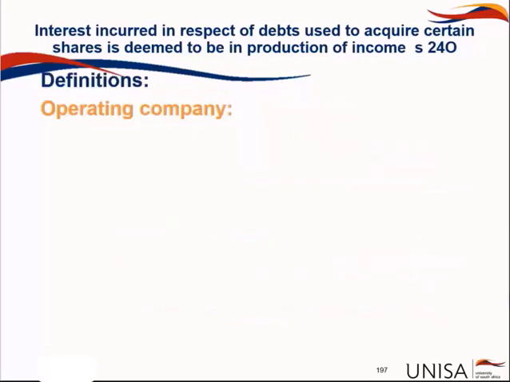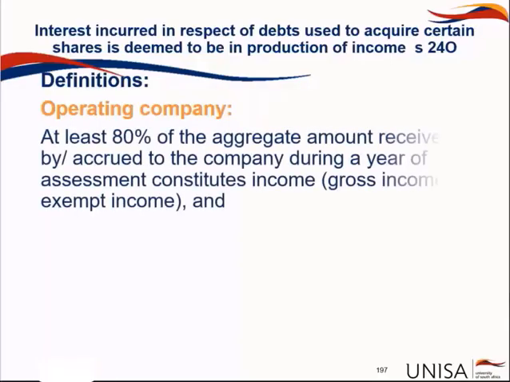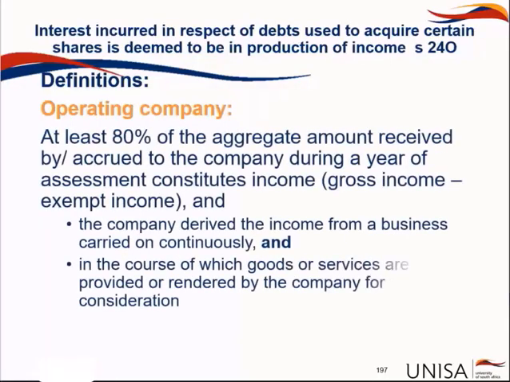What is the definition of the operating company? Well, at least 80% of the aggregate amounts received by or accrued to that company during the year of assessment must constitute income. So that means gross income less exempt income must be 80%. So in other words, it can't be a company that invests in shares, because then they would have dividends going as gross income, but they would also then be exempted.